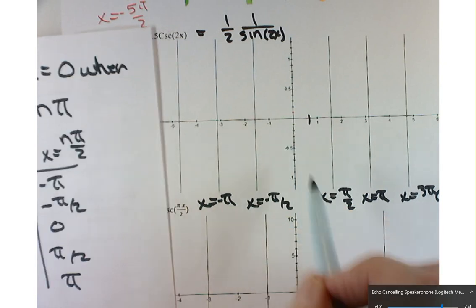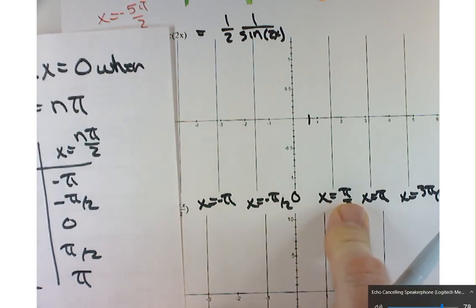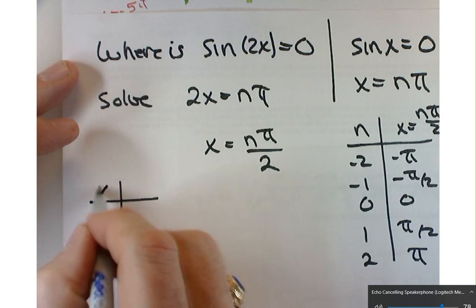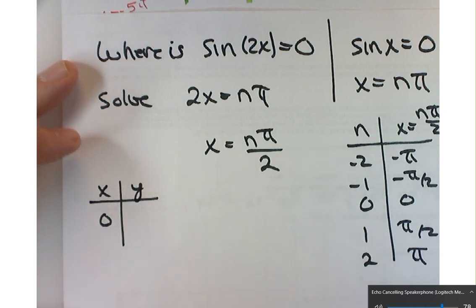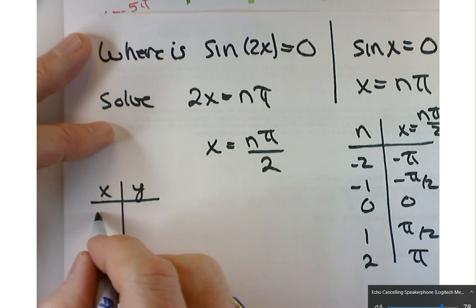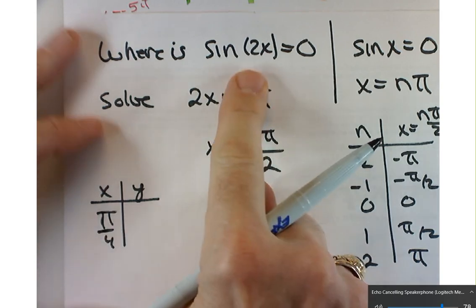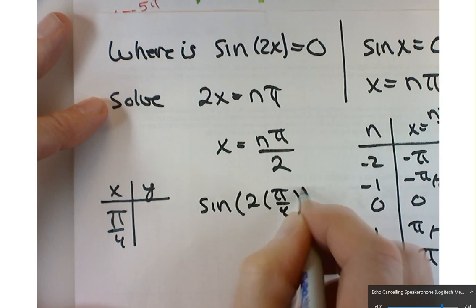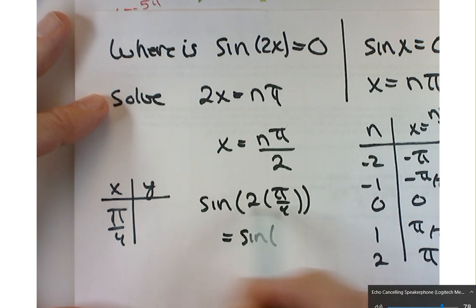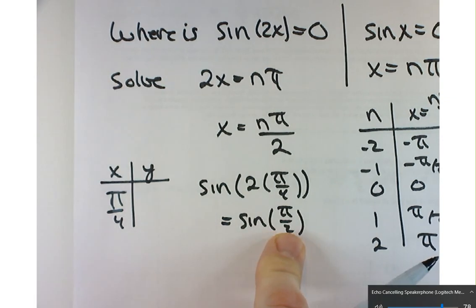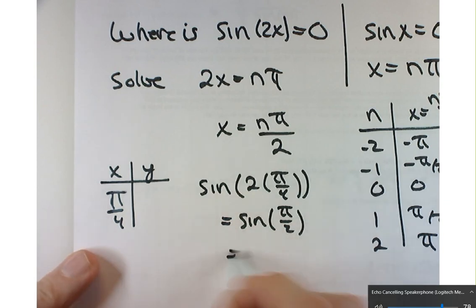So what's halfway between, say, 0 and pi over 2? Pi over 4. So x and y, how about pi over 4? Sorry. Pi over 4. Sine of 2 times pi over 4 is going to be sine of, well, let's see, that'll simplify, right? Pi over 2. Somebody help me out. What's sine of pi over 2 going to be? 1. So that much is 1.